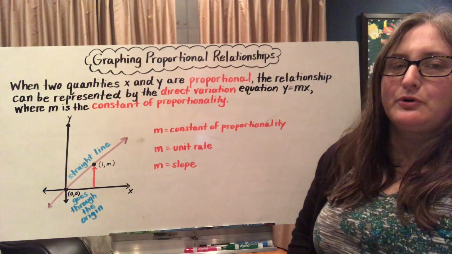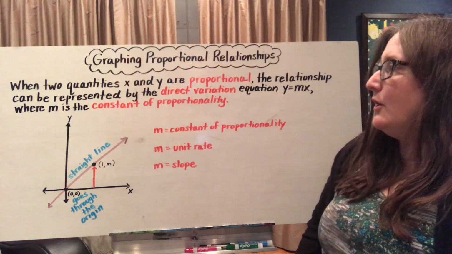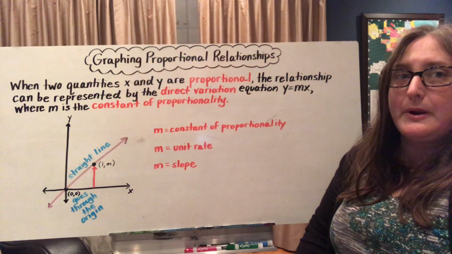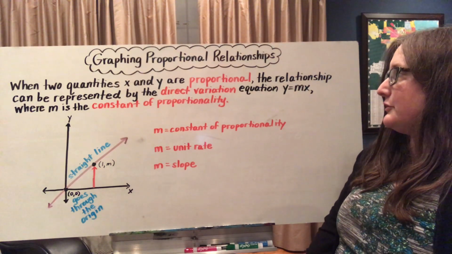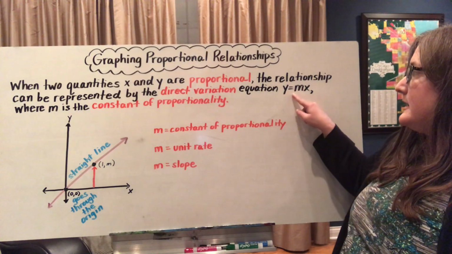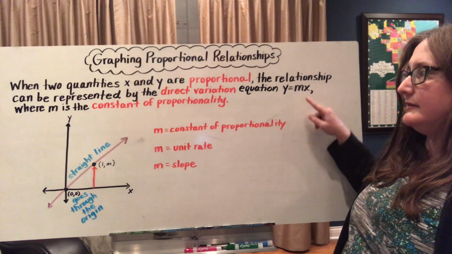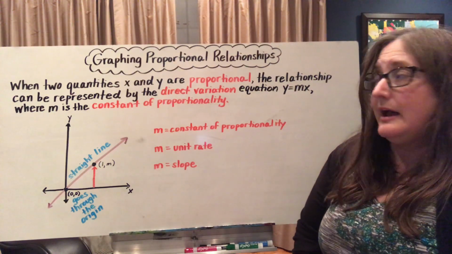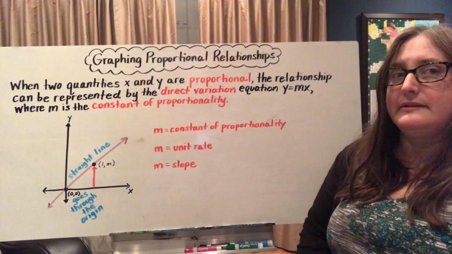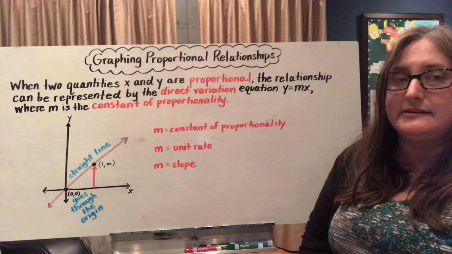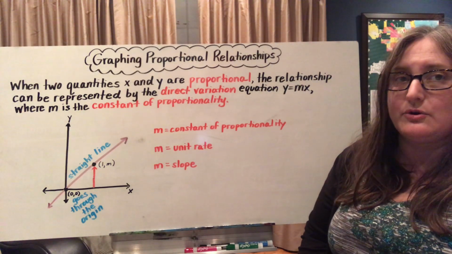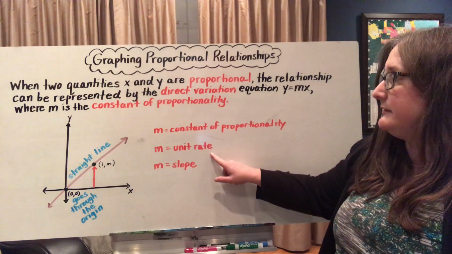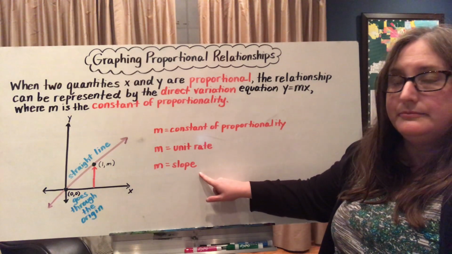This is graphing proportional relationships. When two quantities are proportional, the relationship can be represented by the direct variation equation of y equals m times x, where m is our constant of proportionality. A constant of proportionality means that that number stays constant with your x and your y.